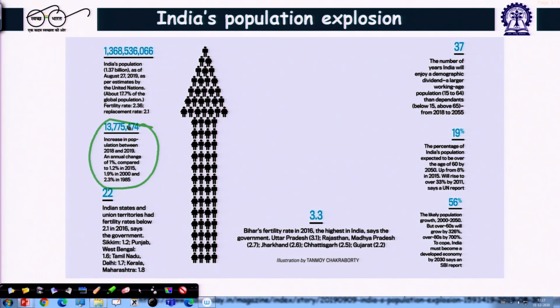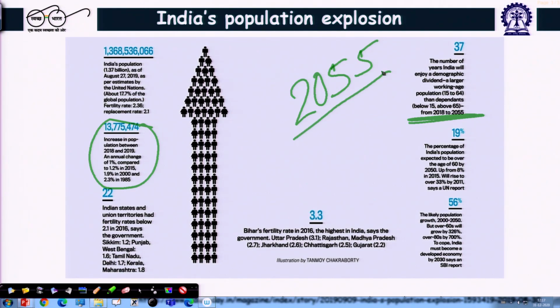37 is the number of years India will enjoy a demographic dividend. So from 2018 to 2055, not 2025, 2055. If you are 20 years of age right now, you will be 20 plus 35, so another 35 years, you will be 55. That's your age group where you will be mostly working age. In the next 37 years, since the data was calculated in 2018, 37 plus 2018 is 2055. So up to 2055, we will have a demographic dividend.